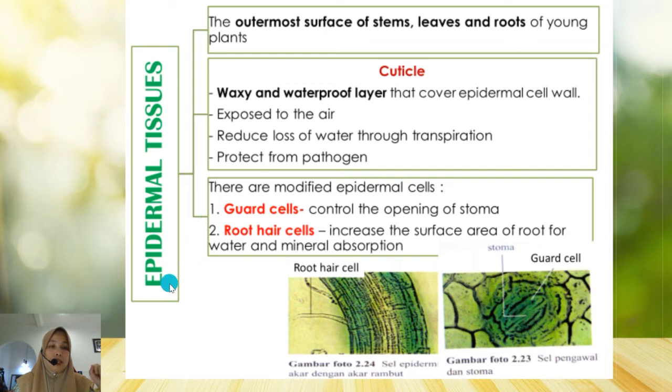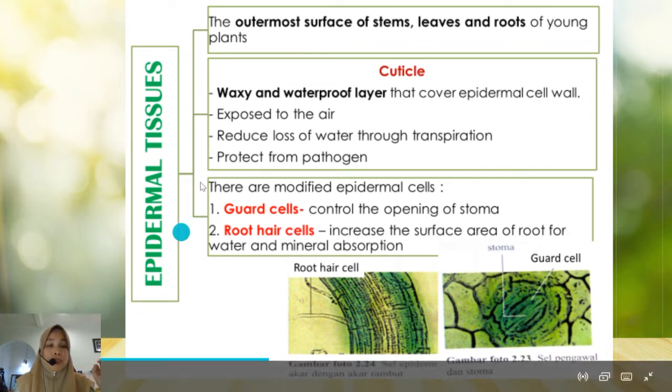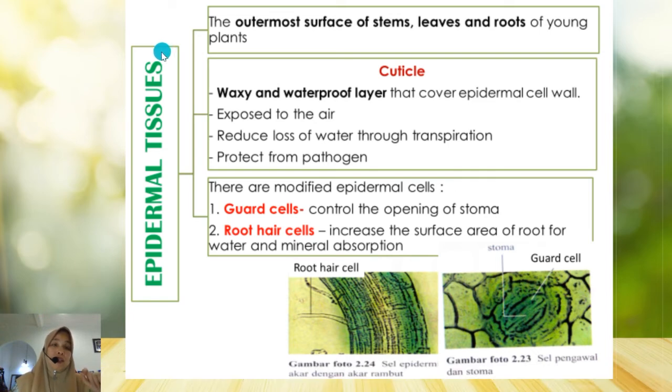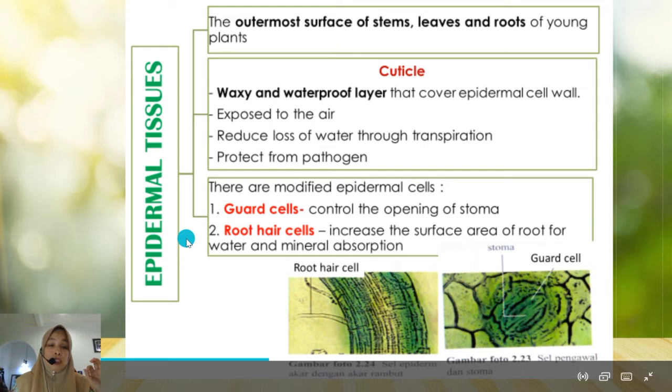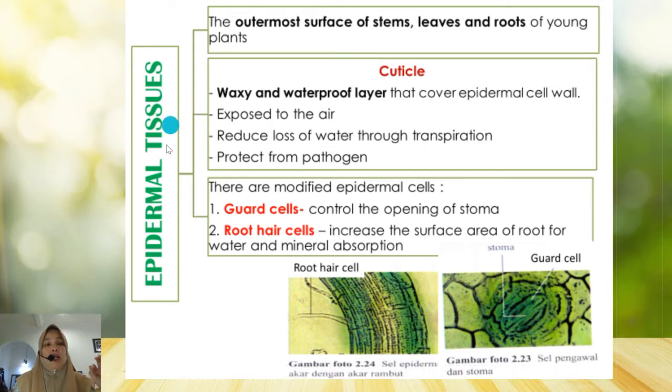Alright, now let's go to the epidermal tissue. Epidermal tissue is one type of the permanent tissue. Epidermal tissue refers to the outermost surface of stems, leaves, and roots of young plants.